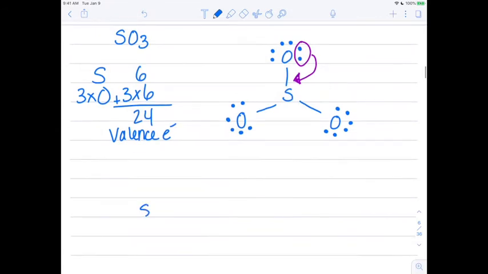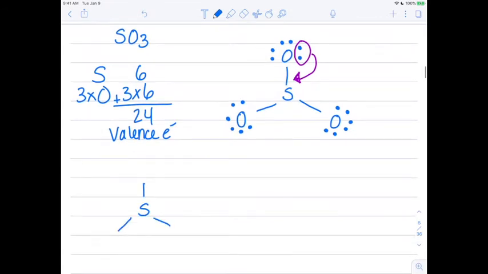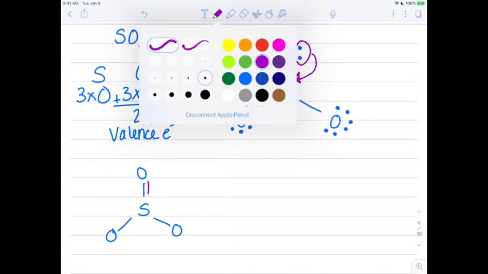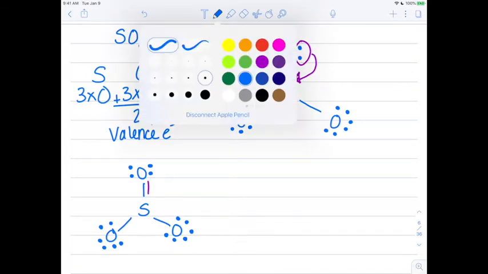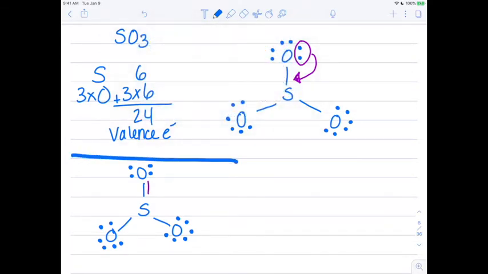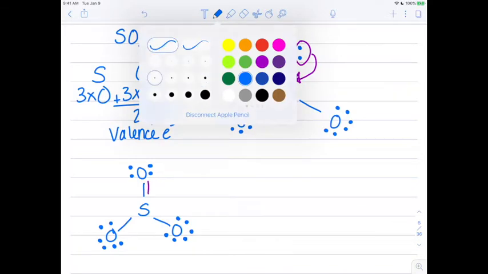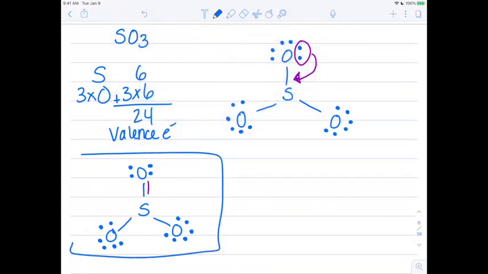So let me rewrite this now. And I'm going to make sure I have my double bond here on the top. All right, so now I only have 4 electrons left on that top oxygen. The other ones all have those 6 free electrons, also known as 3 lone pairs. All right, so this is our new structure.